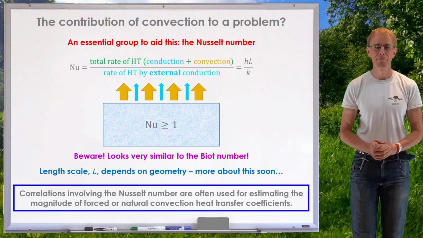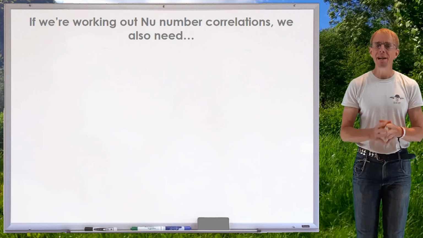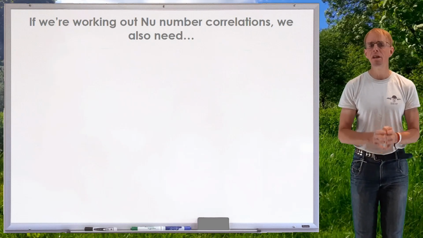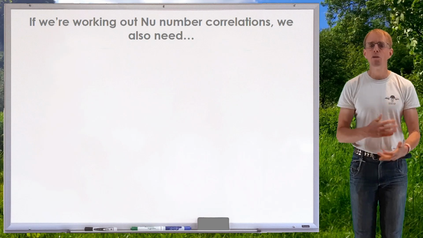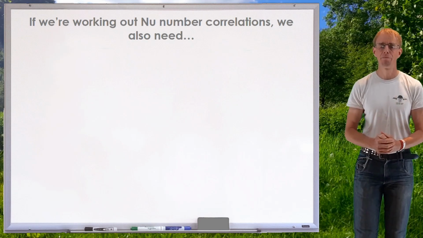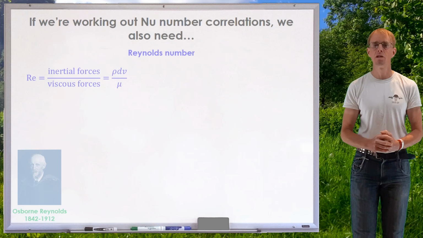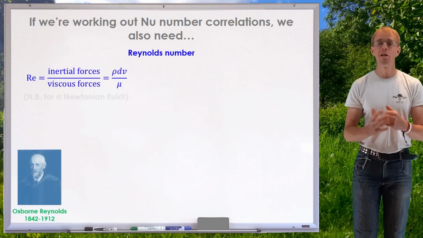And we'll also look at three or four key Nusselt number correlations that allow us to estimate values of heat transfer coefficient. Okay, so remaining on that subject, if we're going to be looking at Nusselt number correlations later in this lesson, we need to look at the non-dimensional groups that they involve. And if you look at Nusselt number correlations, you'll often see the Reynolds number appearing.